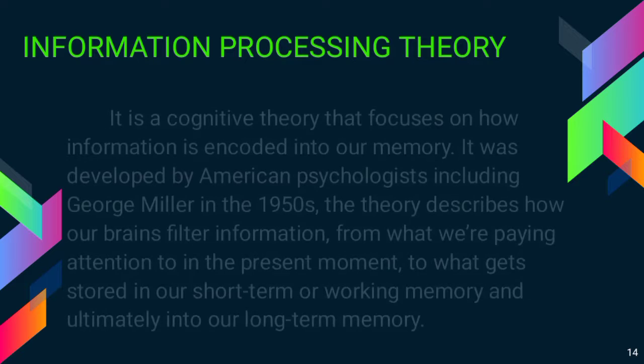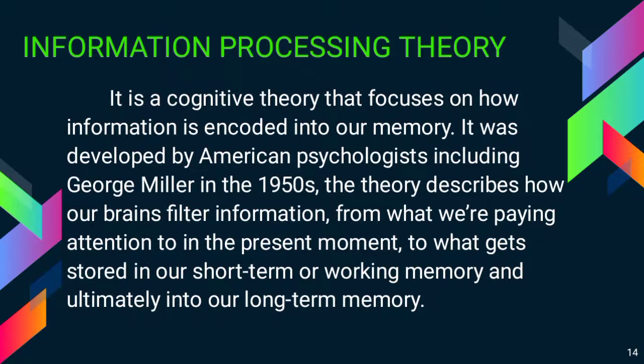It is a cognitive theory that focuses on how information is encoded into our memory. It was developed by American psychologists, including George Miller in the 1950s. The theory describes how our brains filter information from what we're paying attention to in the present moment, to what gets stored in our short term or working memory, and ultimately into our long term memory.